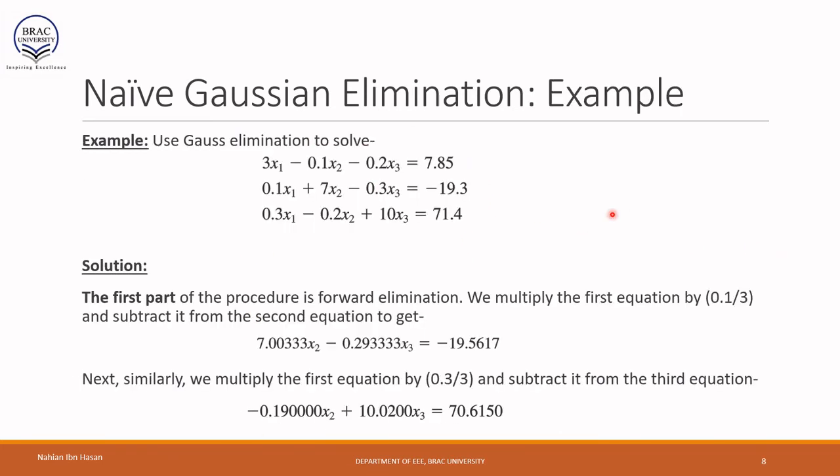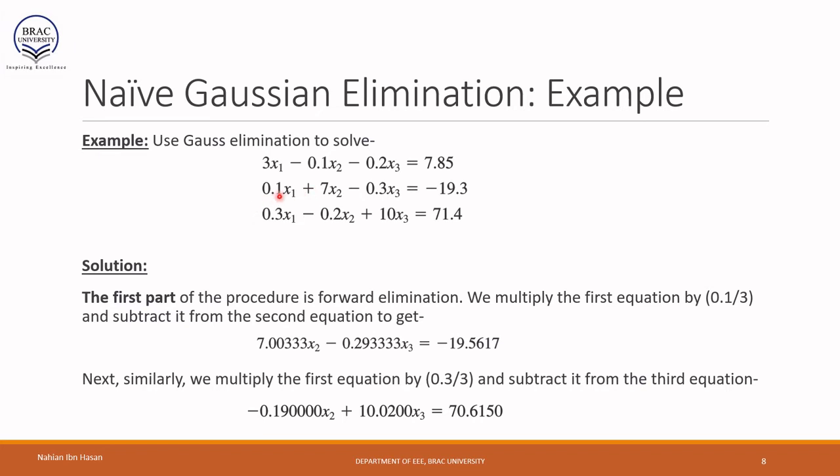Let's see how this method works. We have this system of equations. There are three equations, and the unknowns are x1, x2 and x3. We have to use the naive Gaussian elimination method to find these values. To do that, we need to first modify the original coefficient matrix into an upper triangular matrix. So how do we do that?